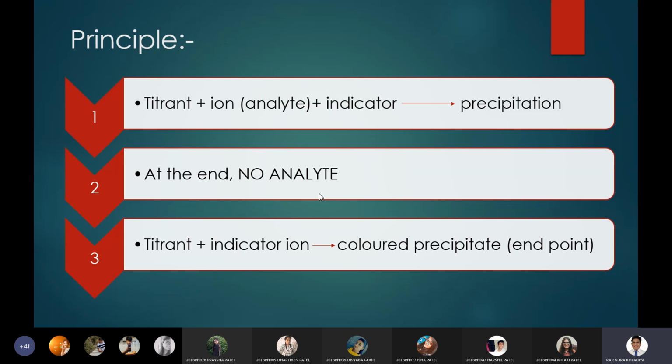So initially when you add your titrant into the conical flask containing your analyte and indicator, the titrant will react with your analyte first, again depending on their strength. There may be chances of precipitation, but that precipitation will not be visible, or it may be visible but there will be no color change. As long as analyte is present, the titrant we add will react with it. Once the analyte in the conical flask is finished, the extra addition of titrant will react with the indicator and precipitate with it. As soon as the precipitation with the indicator happens, it will show us the color change.